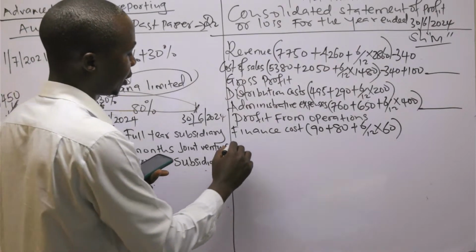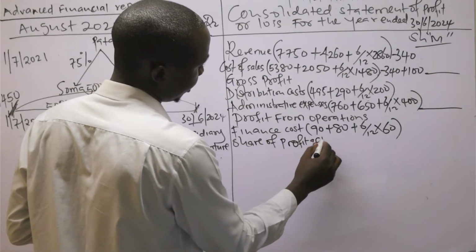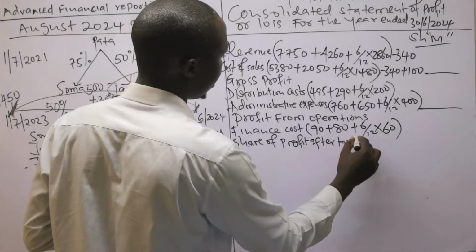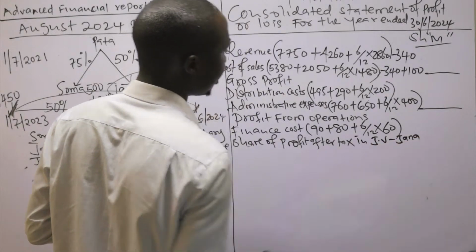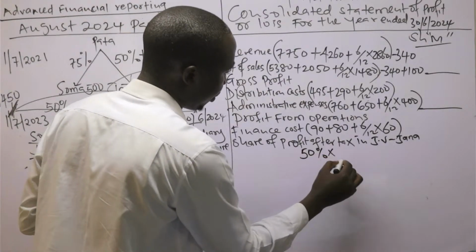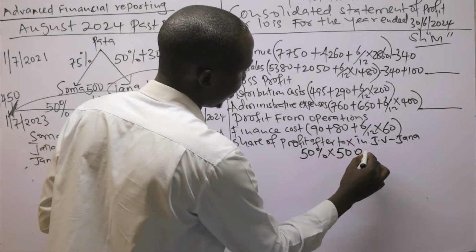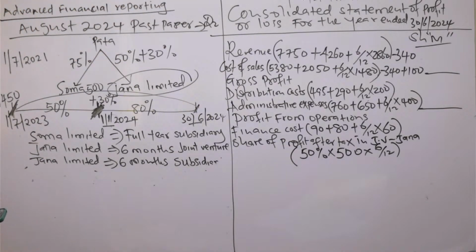So share of profit after tax in joint venture. To be more specific, Jana, there is a point it was a joint venture. So the share is 50%. The profit after tax in that Jana was 500. That is profit for the year, but now for the first 6 months. So that is an income to the parent.